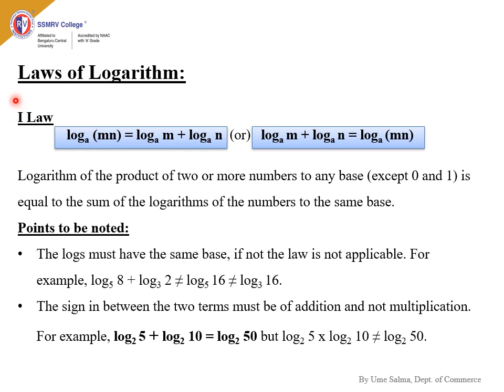Now let us look at the laws of logarithm. Here we have the first law, which is log mn to the base a equal to log m to the base a plus log n to the base a. It can also be expressed in the inverse form: log m to the base a plus log n to the base a is nothing but log mn to the base a. Here, the logarithm of the product of two or more numbers to any base except 0 and 1, this is important, the base should not be 0 or 1, is equal to the sum of logarithms of the numbers to the same base.